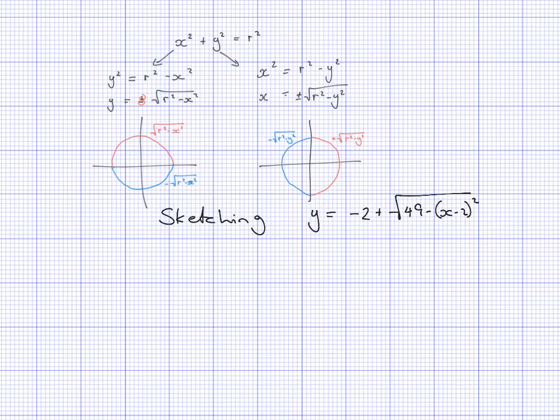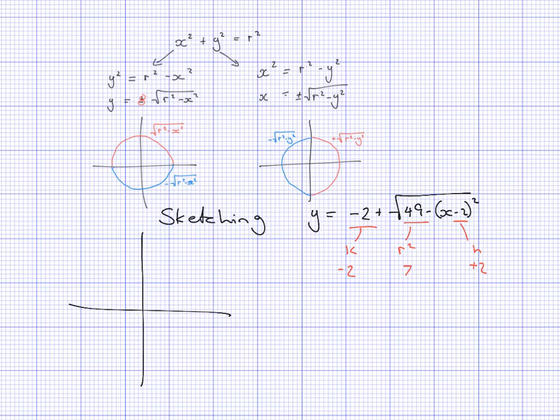So first of all, identify transformations or key features. That's r squared. This is h. And this, in case you don't know it, it's sitting out there by itself, which indicates that it's a k value or vertical translation. So we've got our horizontal translation of plus 2, we've got our vertical translation of minus 2, and our radius is 7. So we can do a quick sketch.